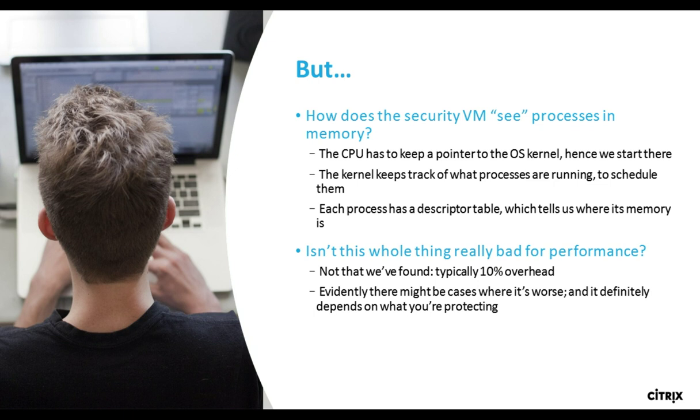It's only about 10%. Now, evidently, there are probably cases where it's worse, and it depends upon what we're actually protecting. So in certain cases, if we're looking at lots of heap memory or lots of known executables, things like that, where we've got a very large footprint from the user perspective, then we may see additional reduced scalability, but it's really something you're going to have to test within your environment.